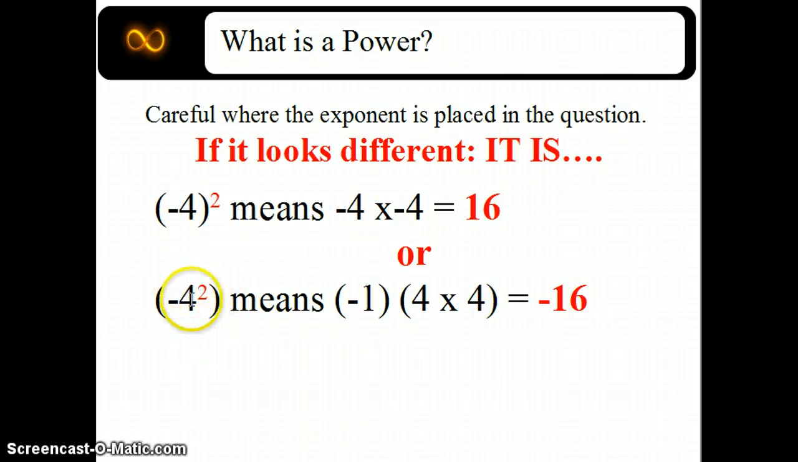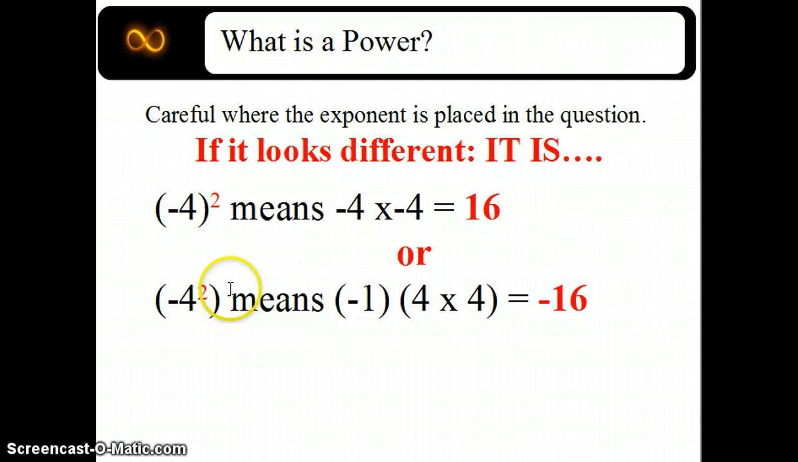Whereas on the other hand, they look the same, but like I said, if it looks different, it's going to be different. This means negative 4 squared. This 2 only touches the 4. So what this really means is it's going to be a negative, which you could write as negative 1, times 4 times 4, which is negative 16. So just moving this little 2, the little square, outside the bracket changes the actual answer from 16 to negative 16. We need to be very careful what the base is at all times.